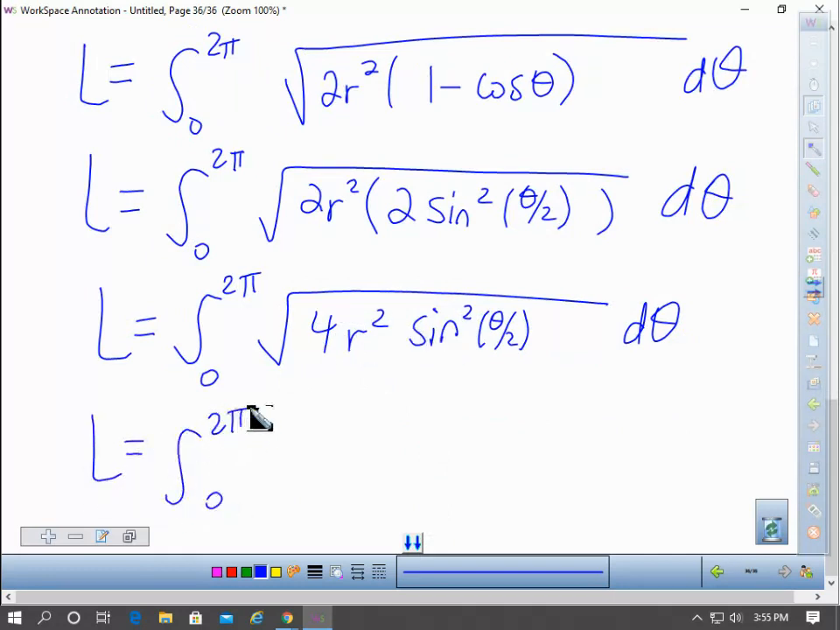So that means I can just take the square root of everything. The square root of 4 is 2. The square root of r squared is r. The square root of sine squared is just sine. And the angle is theta over 2. That didn't change.